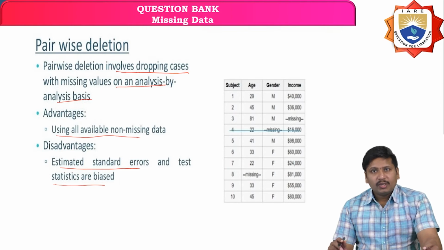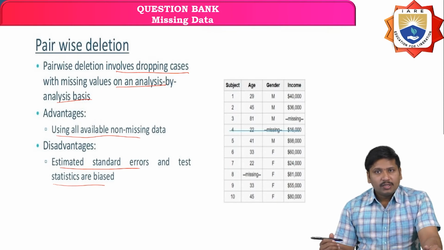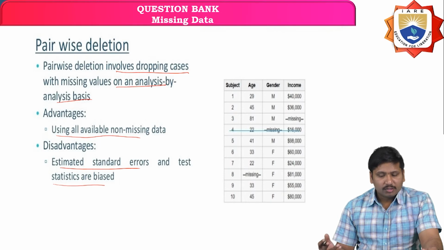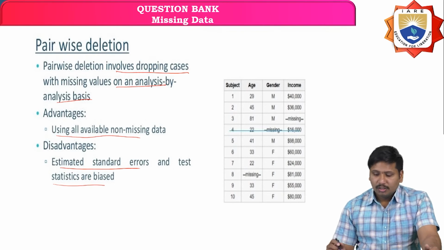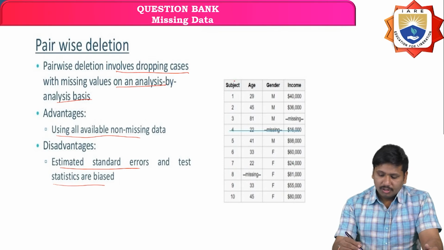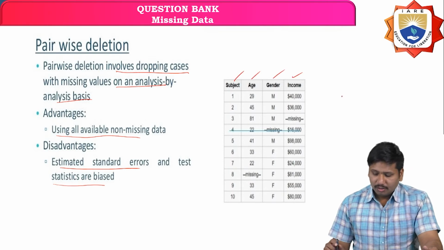So pairwise deletion involves dropping cases with missing values on an analysis-by-analysis basis. The advantage is that we use all the available non-missing data, and the disadvantage is that the standard errors and test statistics are biased. That is the disadvantage here. Take an example here: same thing, subject, age, gender, income.